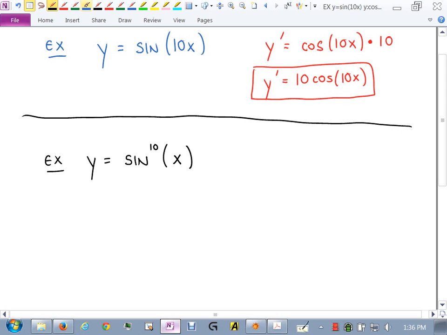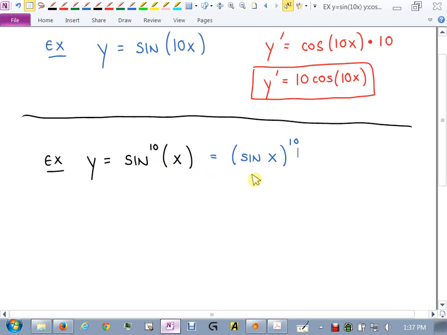And maybe this will help. We've got to make sure we are clear with notation. When you write that, what we really mean is this: when you write sine to the 10th power of x, what we mean is you do sine of x and then raise that to the 10th power. It's purely a notation thing. I don't know who started it, but it's wound up confusing too many people. This right here is equivalent to this, right?